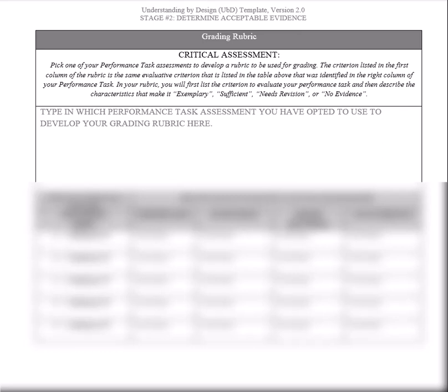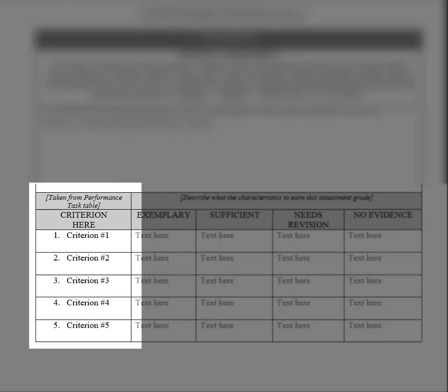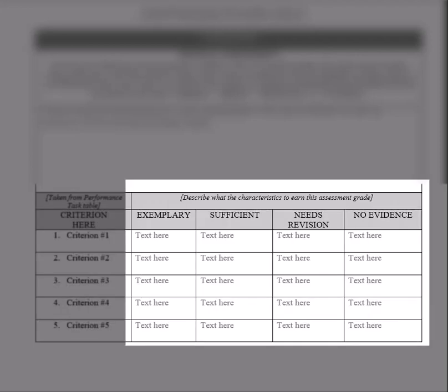So we will list which performance task we would like students to complete to show this transfer of learning. We will then create a rubric assessing the performance task that we have identified. In the criterion column, we list specifically what we are looking for. These criteria are taken from the criterion column in the performance task section. In the columns to the right of the criterion, we define what we are looking for to determine the level at which the criterion has been met.